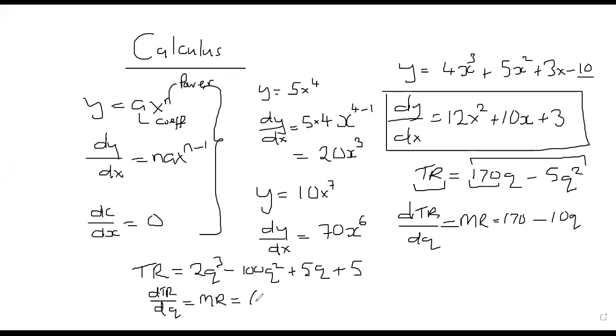Then what is 2Q to the power 3? It will be 6Q squared minus 200Q plus 5. Good. Plus 5, what happens to this one? It falls off. All right. So TR, whenever we differentiate it, it becomes what? Marginal revenue.